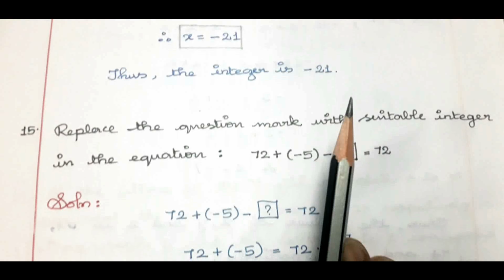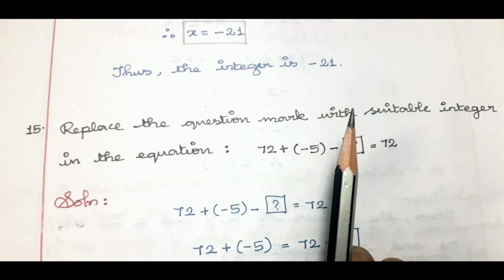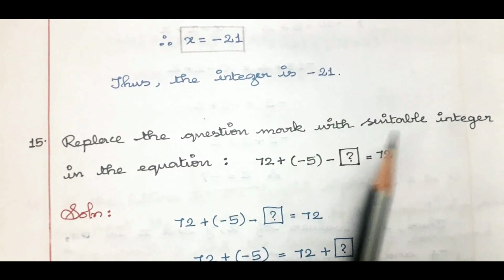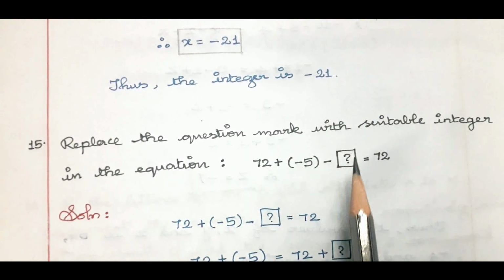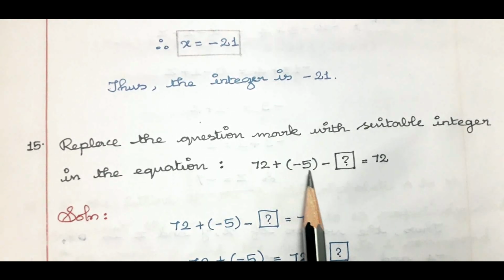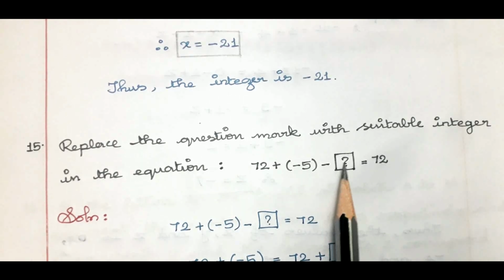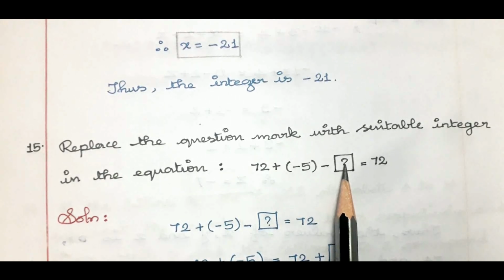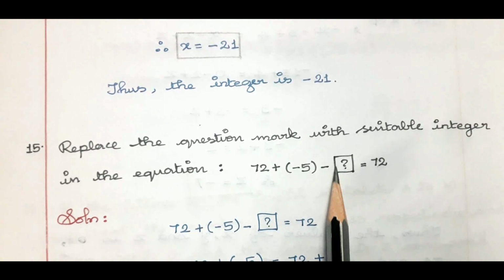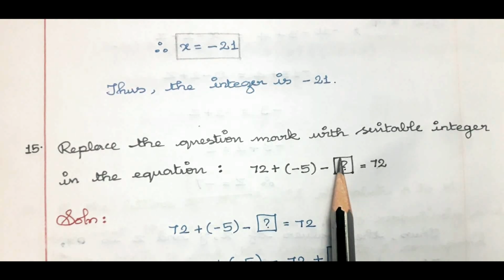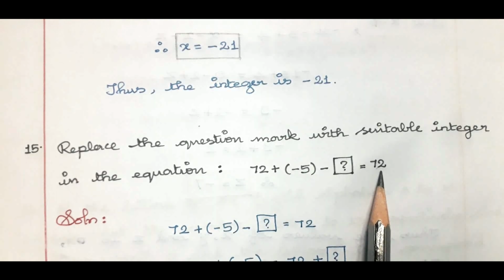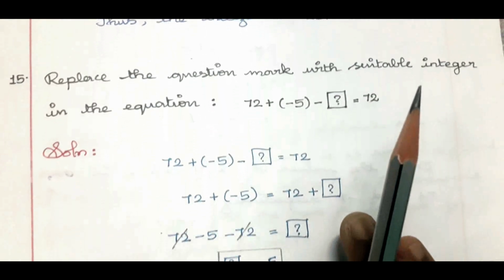Next, we will move on to question number 15. Question number 15 goes this way. Replace the question mark with a suitable integer in the equation. The equation is 72 plus minus 5 minus the box, which is the question mark, the unknown, is equal to 72. Clear? So we need to find what value comes here so that this equation gives you the answer 72. Okay, let's see the solution.